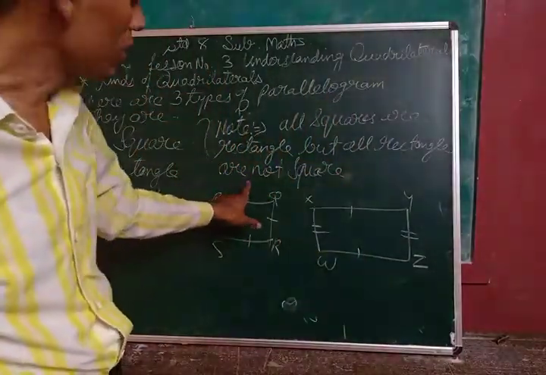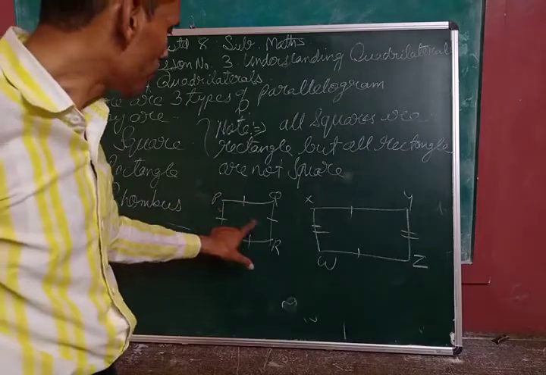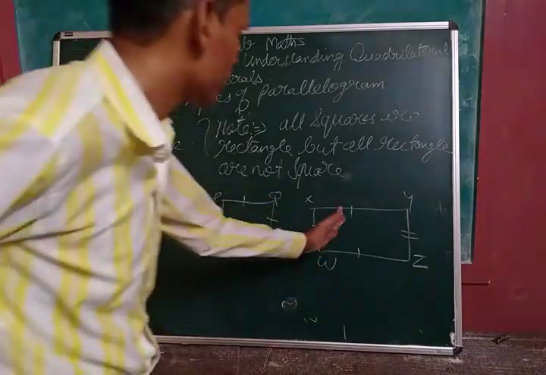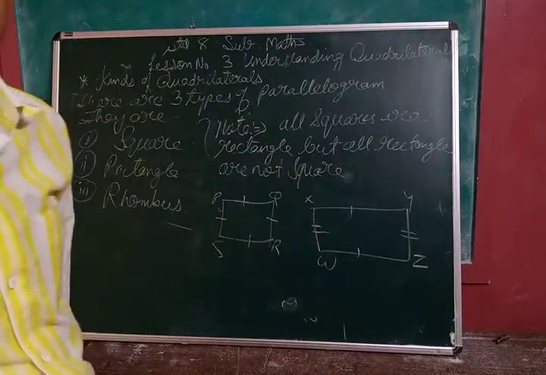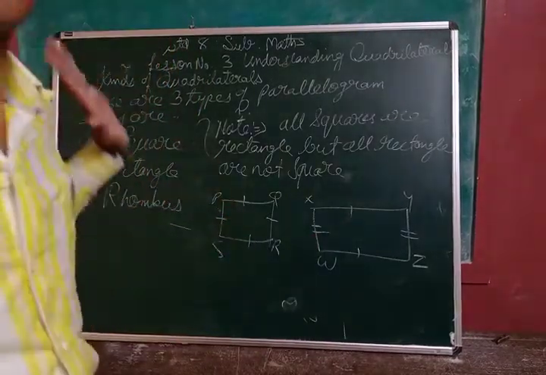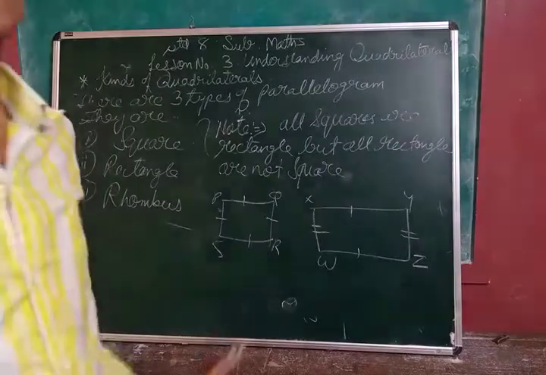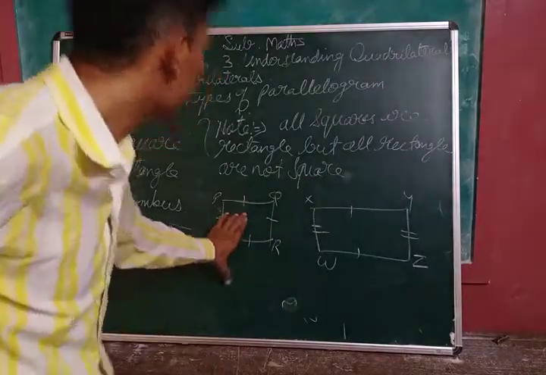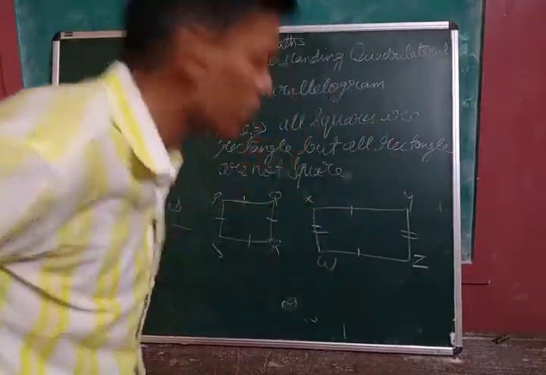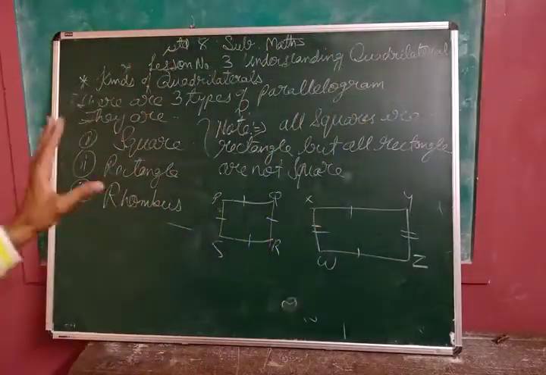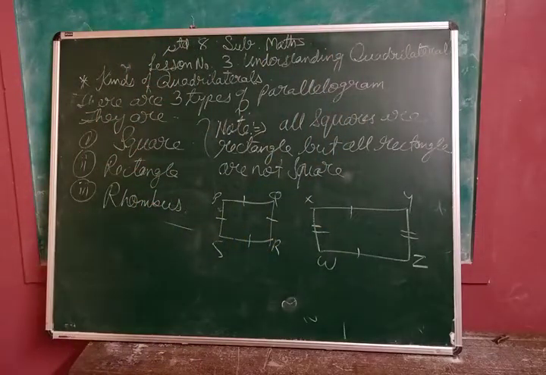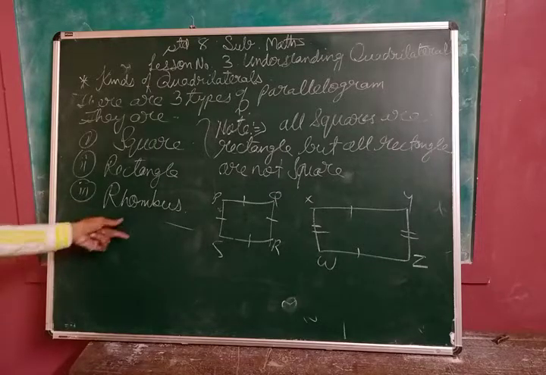What is the property of square? See, all angles are 90-90. Here also all angles are 90-90. Both diagonals are equal. Both diagonals are equal. Opposite pair are parallel. Opposite pair are parallel. So this square can be rectangle, but this rectangle cannot be square. Why? Because two adjacent sides are not equal. This is the only difference between these property. Is that clear? Now last one is rhombus.